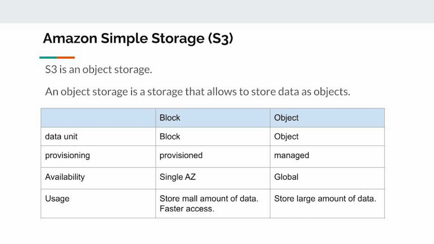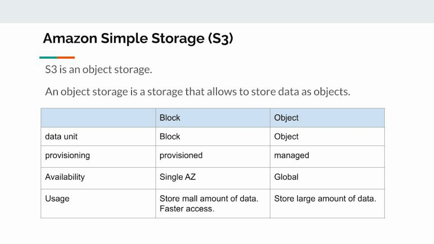Let's do a brief comparison of block storage and object storage. In block storage, data is stored as blocks. When updating data, only changed blocks are updated. In object storage, data is stored as objects. When updating data, the entire object is updated.